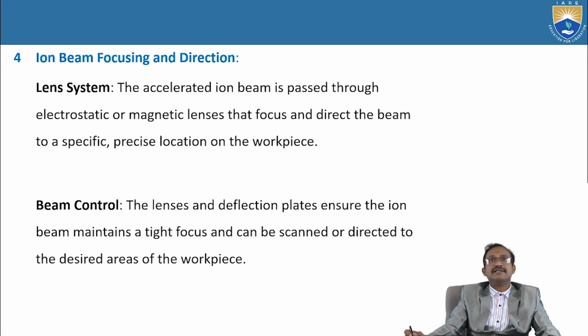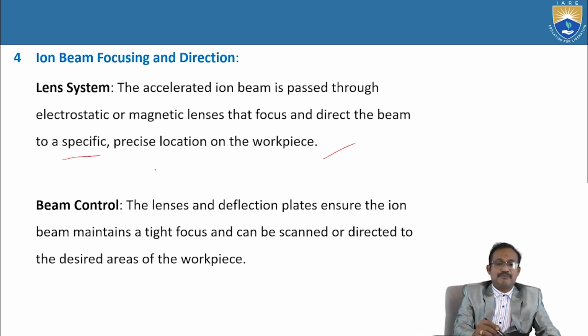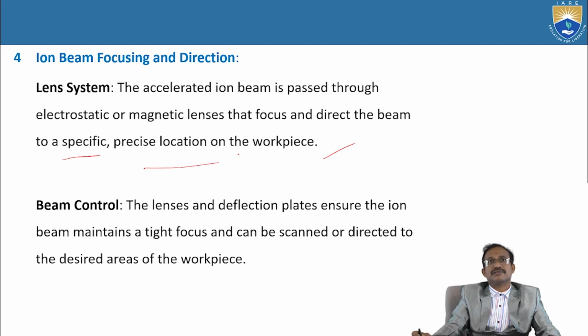Ion beam focusing and direction. Lens system: the accelerated ion beam is passed through electrostatic or magnetic lenses that focus and direct the beam to a specific, precise location on the workpiece. What does the lens system do? It focuses and directs the beam to that precise location on the workpiece.